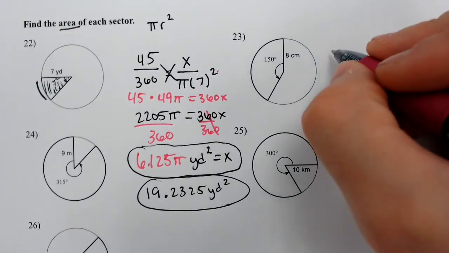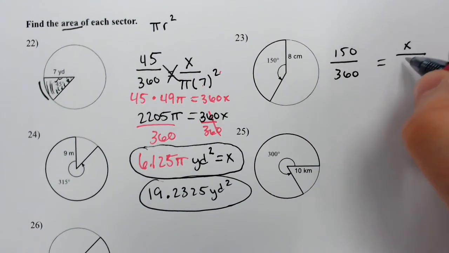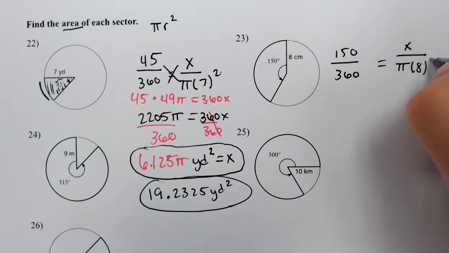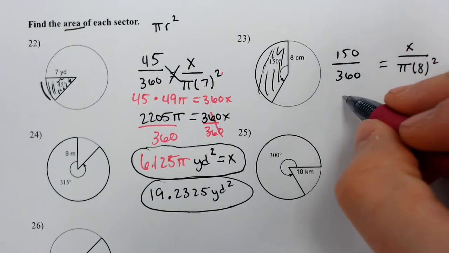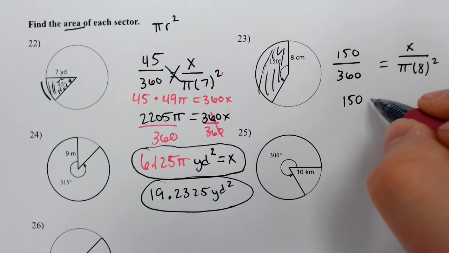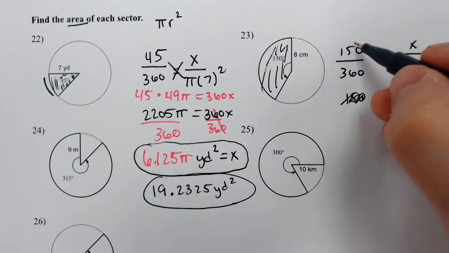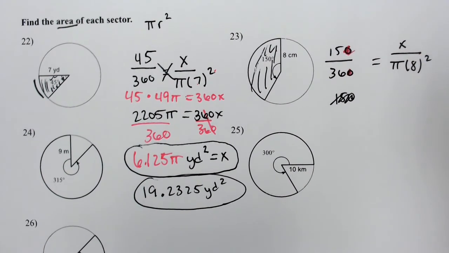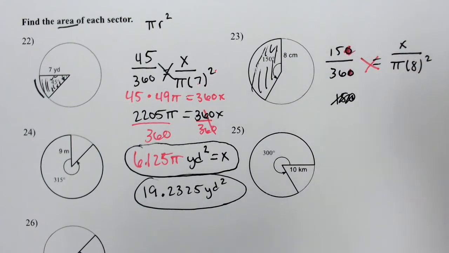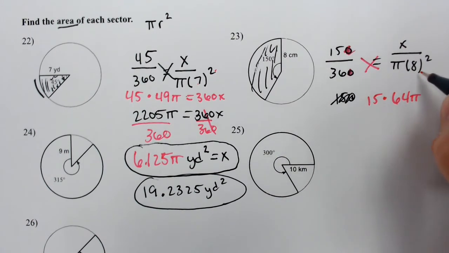One more of these. 150 out of 360 equals what out of the entire area, pi r squared. That's the area we're looking for right there. So 150. Actually, you know what? I could cross multiply from right here, but 150 out of 360, why don't we just divide them both by 10 and turn it to 15 out of 36? That makes it a little bit smaller, and I like that. So you can do it ahead of time. You don't have to. 15 times 64 pi, that 64 came from 8 squared times pi, equals 36x.